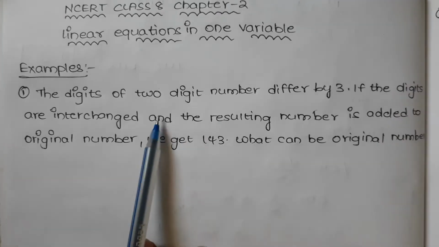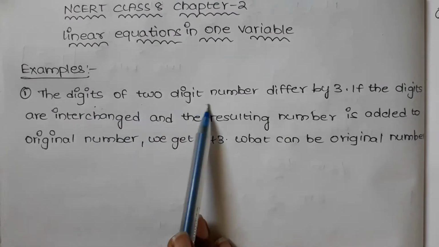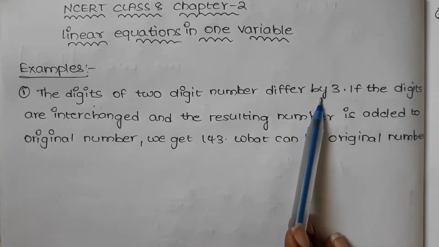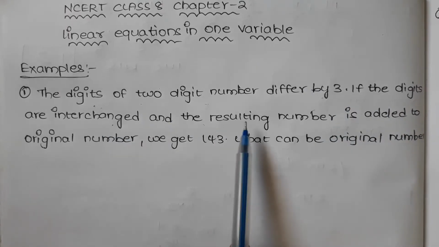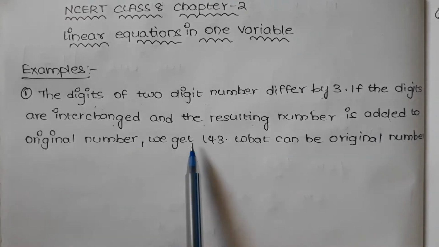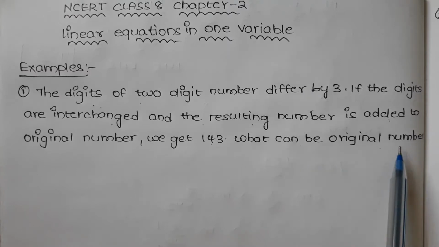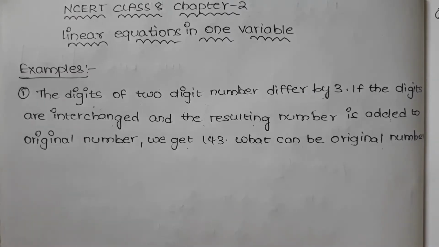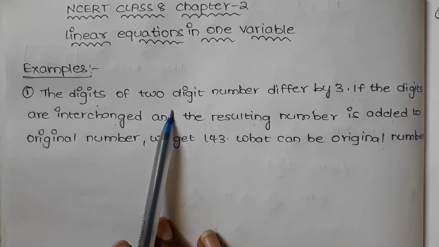First example: the digits of a two-digit number differ by 3. If the digits are interchanged and the resulting number is added to the original number, we get 143. What can be the original number? Before solving this question, first let us see one example.